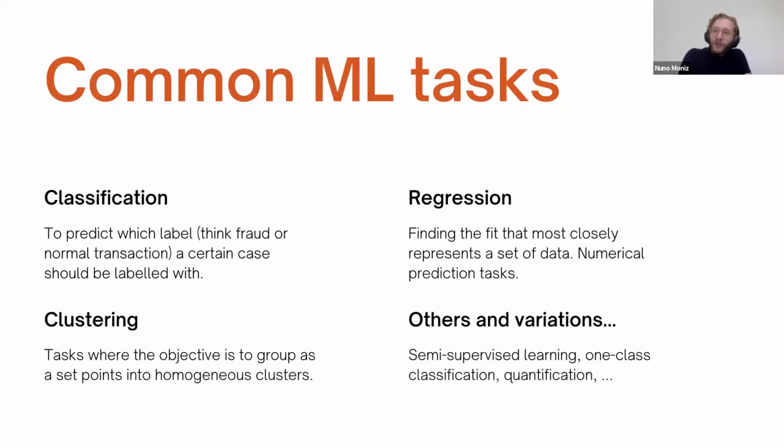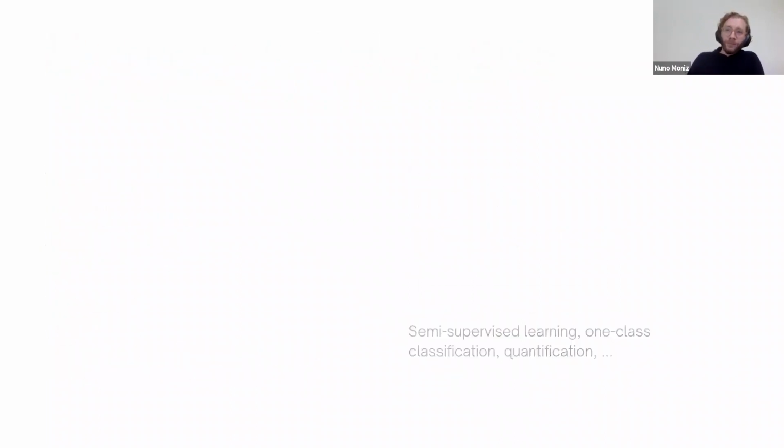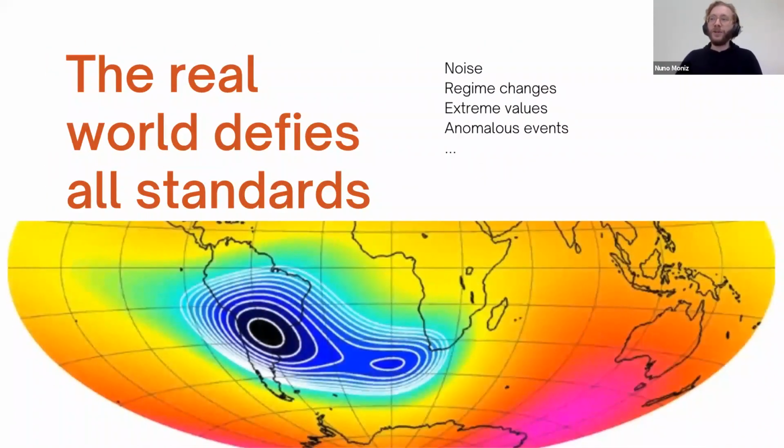So, common machine learning tasks include classification, regression, clustering. Classification means classifying something as being, for example, fraud or not. Regression is basically finding a fit that, in linear regression, for example, is a line that would best represent a set of data. Clustering is obtaining or defining clusters or groups of data that are the most homogeneous possible between them. And then there are a lot of other tasks and variations in supervised learning, one-class classification, quantification, etc. Here we'll focus on classification.